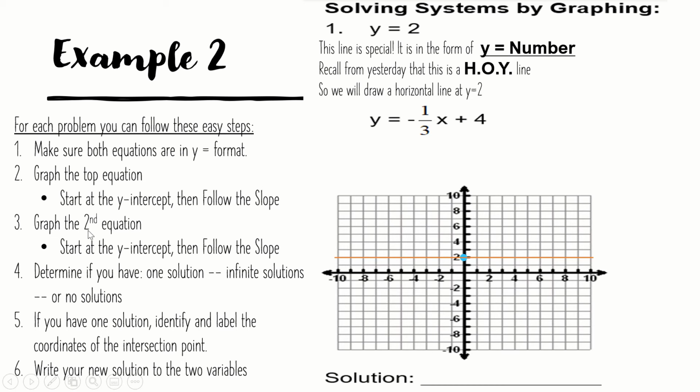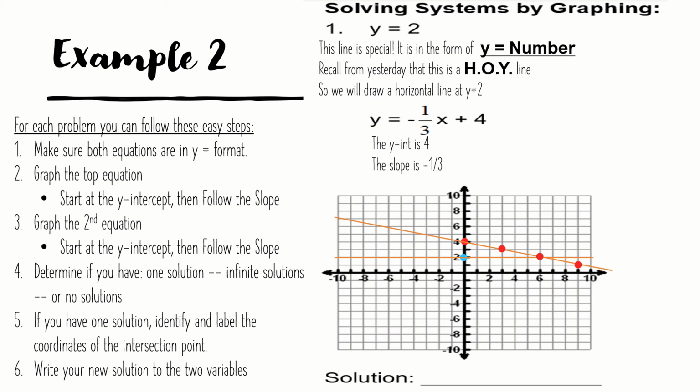Step 3, graph the second equation. No problem, the y-intercept is 4. The slope, oh, there's our y-intercept. The slope is -1/3, so we're going to go down 1 over 3, down 1 over 3, and then draw a line through those. Look, you can clearly see we have one intersection point, so we'll have one solution.